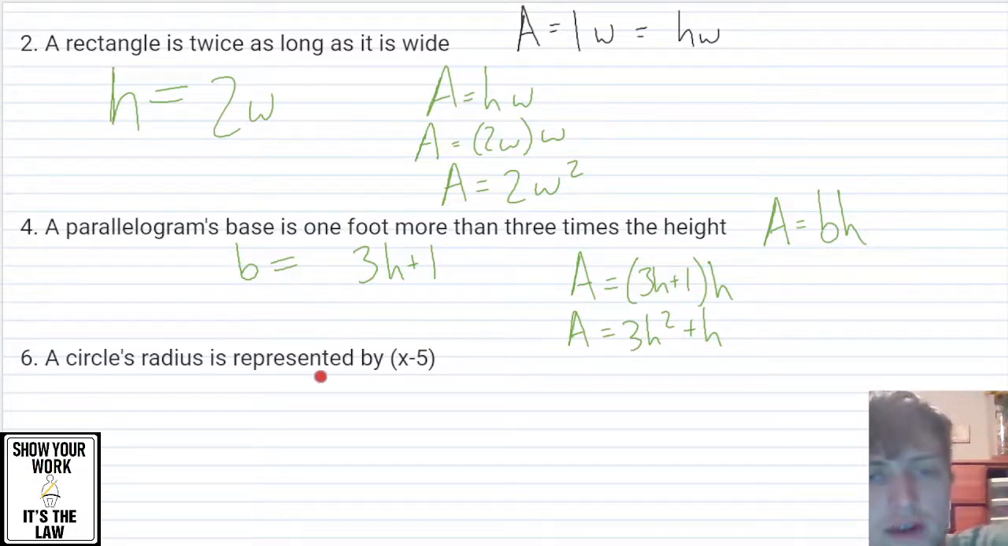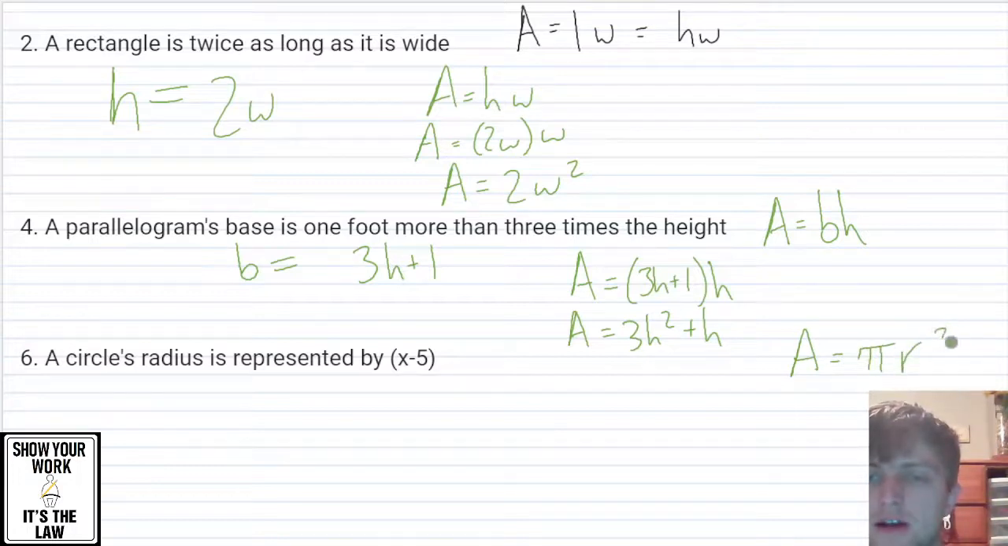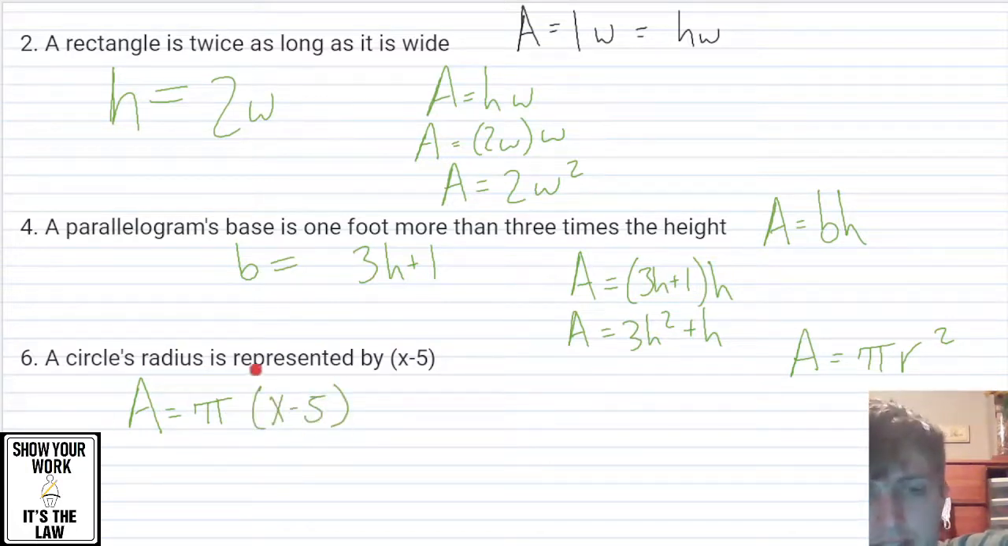Okay, a circle's radius is represented by x minus 5. So we need to write down what the area of a circle is. Area equals pi r squared. All right, and it says that the radius is x minus 5. So all we have to do in this one is substitute. So A equals pi, substitute the r, x minus 5. Recall, it's only replacing the r. The radius is this, so we're just replacing the r. We're not replacing the square. So the square still applies.